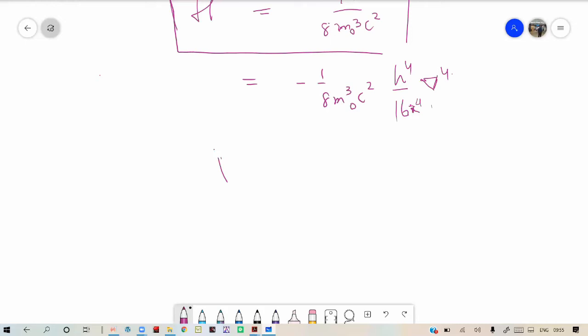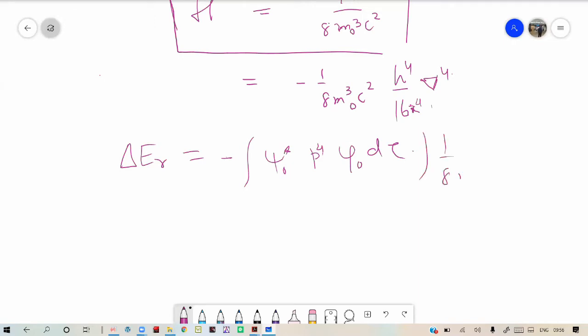And in order to calculate the perturbation, we have to take the wave function. We will take the unperturbed wave function of the hydrogen atom, for the first order energy shift. So we can write the correction due to this term, delta ER, as minus integral of psi naught p4 psi naught d tau, with another constant term 1 by 8 m naught cube c square.